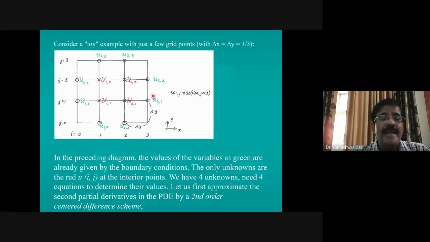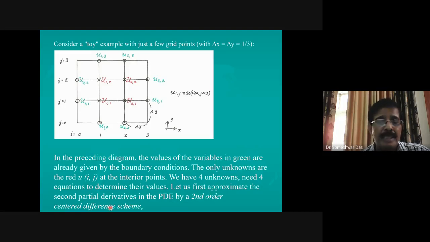So you assume that at all the points, the stream function is equal to 1 times 10 power 6. And you start iteration. After a number of iterations, because you are anyway prescribing the zeta at all points, your stream function will get adjusted. So we have 4 unknowns, and that is for a smaller toy grid, 4 by 4 grid points. We need 4 equations to determine their value.